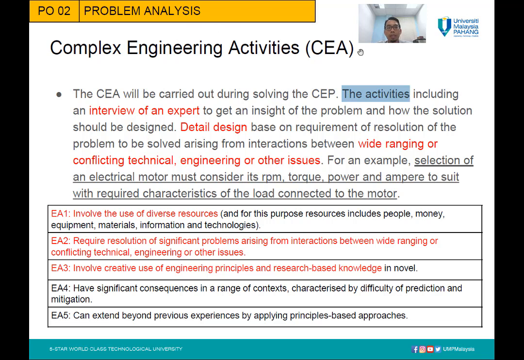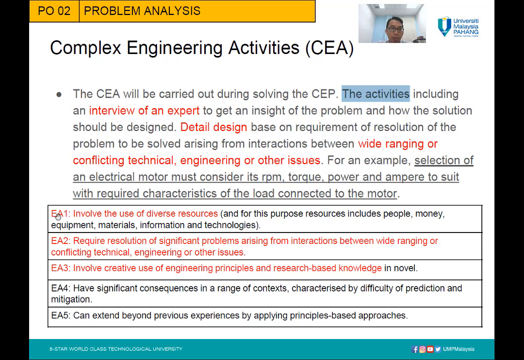Basically, these are activities, so you need to do this: interview an expert, looking for information. Then detailed design, based on the requirements of resolving the problem between wide-ranging and conflicting engineering and other issues. For example, selection of electrical motors must consider its RPM. So this one is wide-ranging and conflicting technical issues. How to select an electrical motor, considering these parameters to suit the required characteristics of the load connected to the motor. This is one of the examples.